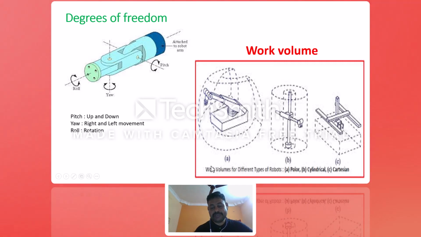Previously we have seen robots: you have polar, cylindrical, and Cartesian. In Cartesian, there is no rotary movement, only linear movement: X plus, X minus, Y plus, Y minus, Z plus, Z minus. Whereas if you take a cylindrical robot, the work volume will be like a cylinder. Whereas if you take a polar one, you will get a spherical shape. Not completely spherical, in some places it is a little open.